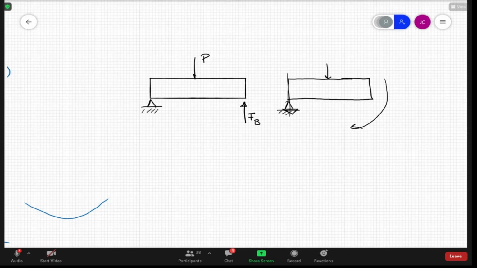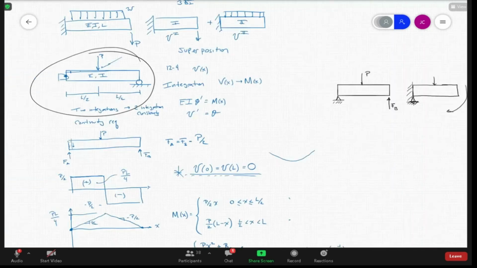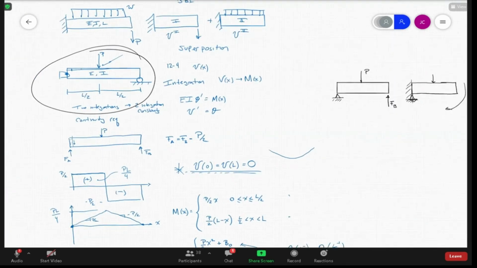I could do it. I would have to do this as fixed and then find the condition where the moment goes to zero. But you know what? I think it's a little more involved. Probably not going into that.